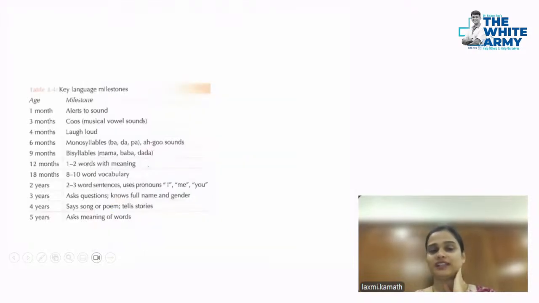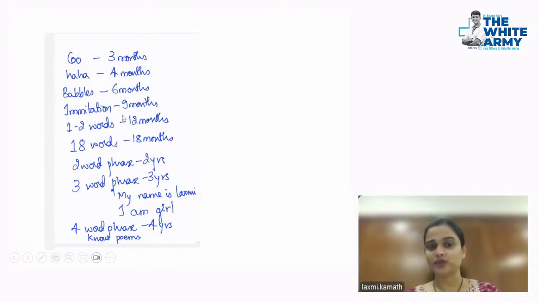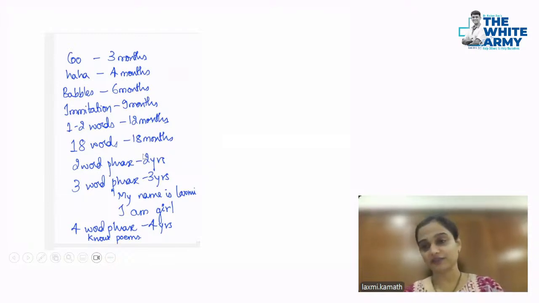And then for the language milestones, very simple to remember using the appropriate words and that many number of months. Cooing by 3 months, laughing or ha ha ha by 4 months, babbling by 6 months, imitation by 9 months, and at 12 months 1 to 2 words, 18 months 18 words vocabulary, 2-word phrase at 2 years, 3-word phrase at 3 years, and 4-word phrase at 4 years.